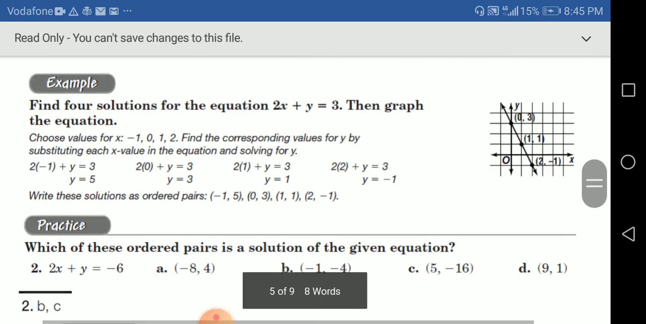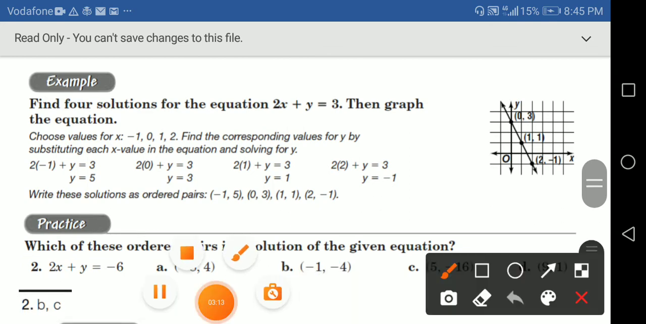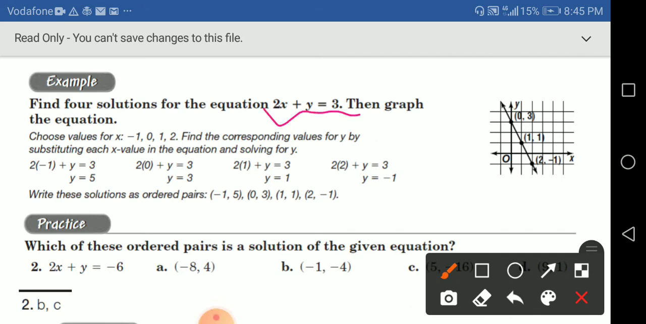Find 4 solutions. Let's have this example. This is important. Find 4 solutions for the equation. What about the equation? It's 2x plus y equals 3. Then graph the equation. So I'm going to choose the values for x. What are the values of x that I'm going to choose? It will be negative 1, 0, 1, and 2.